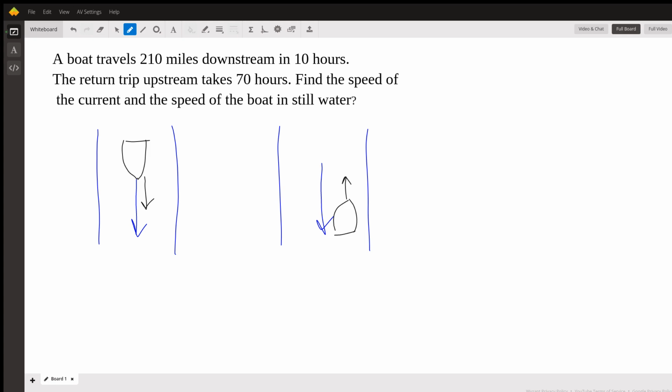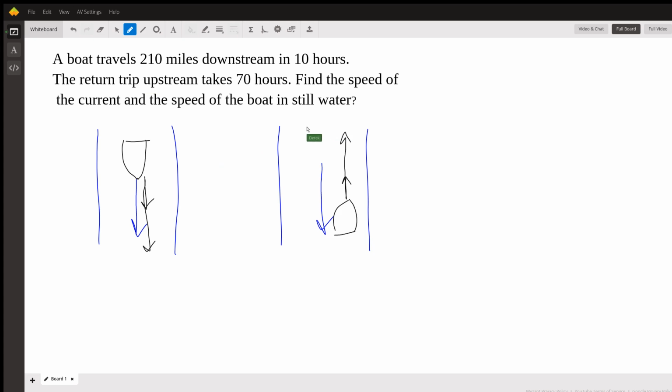And notice that when you return, now you're fighting the current. So you're going to go slower. And I guess really my arrow here, the black arrow, should be longer because you have to go faster than the current to make it back at all. So maybe I should fix that here as well. Okay, so that's the idea here.